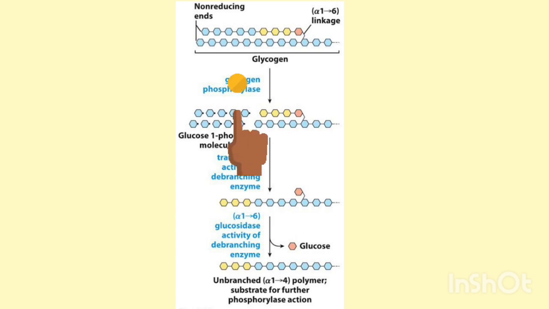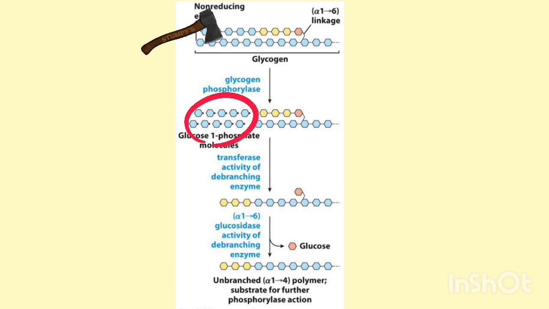So when acted upon by the first enzyme, which is the rate limiting enzyme, I said it before, the glycogen phosphorylase breaks it down, and each of them forms a glucose 1 phosphate molecule. It does this up to a point, because this is the non-reducing end. That's what it acts on. It breaks them down to form glucose 1 phosphate molecules.